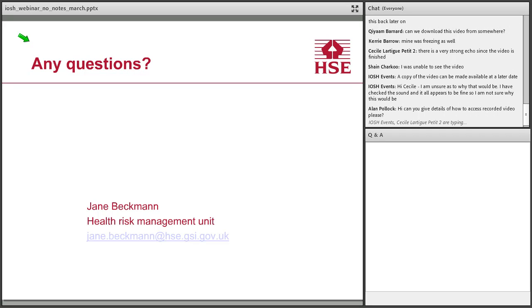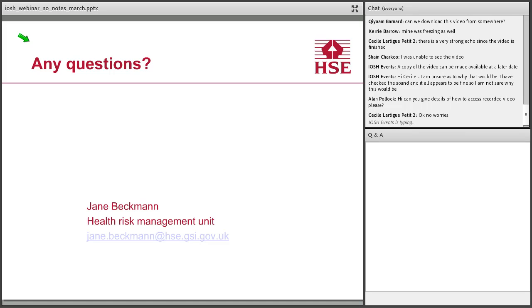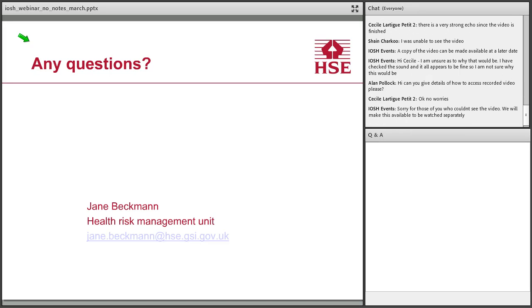A question about the new manual handling guidance to replace the ACOP. As far as I remember, and I will double check on this, the manual handling guidance has never been an ACOP. It's only ever been guidance, and the new one will not be an ACOP. It's just guidance.